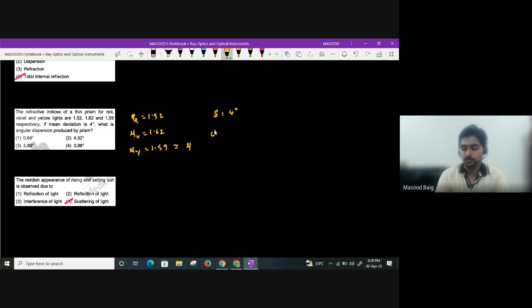What is angular dispersion basically? It is given as the deviation in violet light minus the deviation in red light, or I can write it as (mu v minus mu r) into A. I don't know the value of A, so I have to calculate it. I know the mu v value, 1.62, and the mu r value, 1.52, into A. So this will be 0.1 into A.